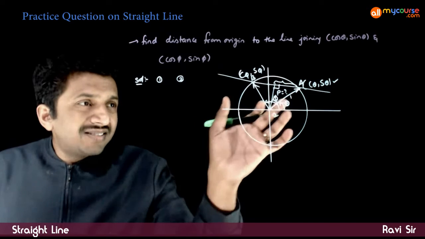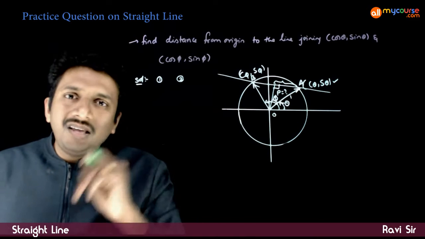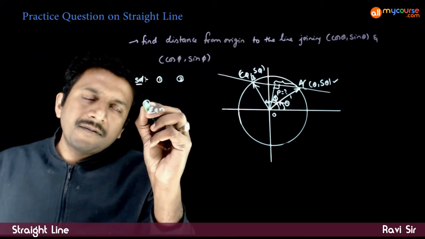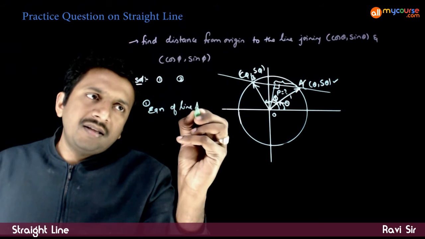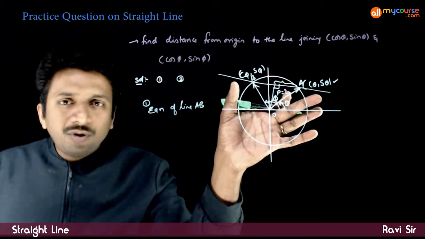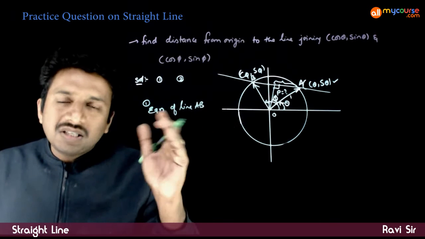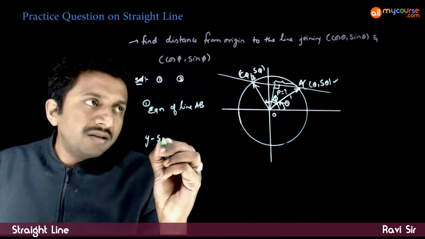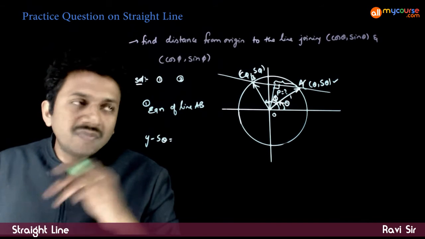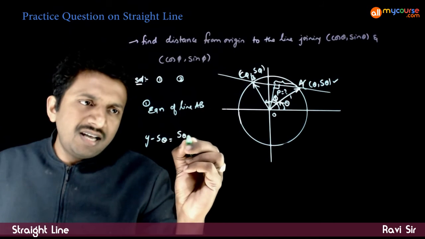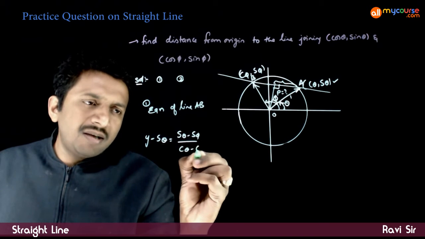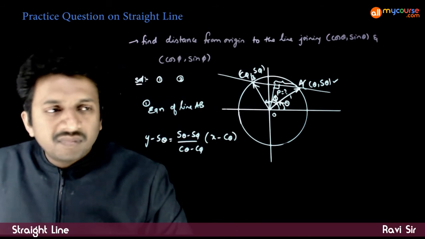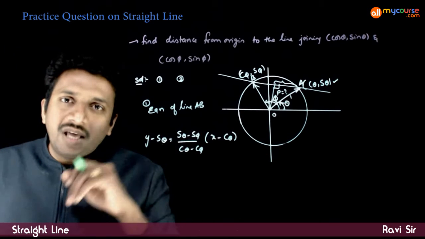The other way to find the same answer is by finding the equation of line AB. We have two points on this line. So the equation is y minus y1. Let us take this as the point: y minus sin theta is equal to the slope, (sin theta minus sin phi) by (cos theta minus cos phi), times (x minus cos theta). So this is the equation of AB.